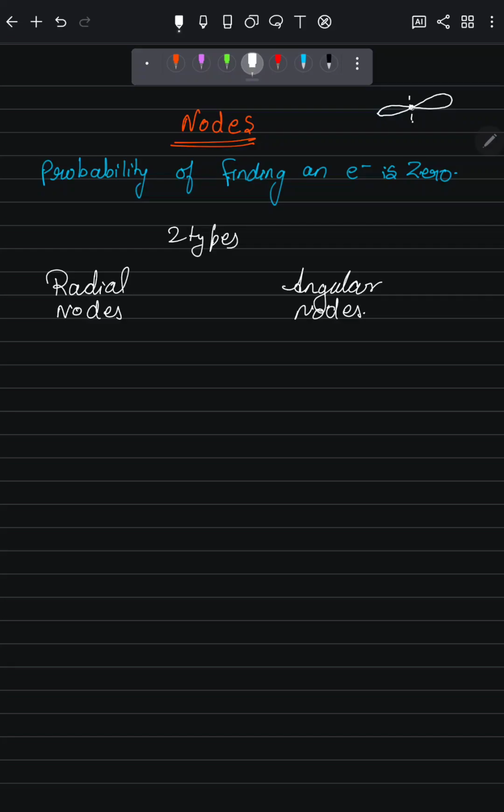Here, this is the node. The probability of finding an electron is 0. All the electrons will be present in here. So this is a node. There are two types of nodes, radial nodes and angular nodes. To calculate the radial nodes, we use a formula known as n minus l minus 1. This is the formula for calculating radial nodes, and for angular nodes the formula is l.